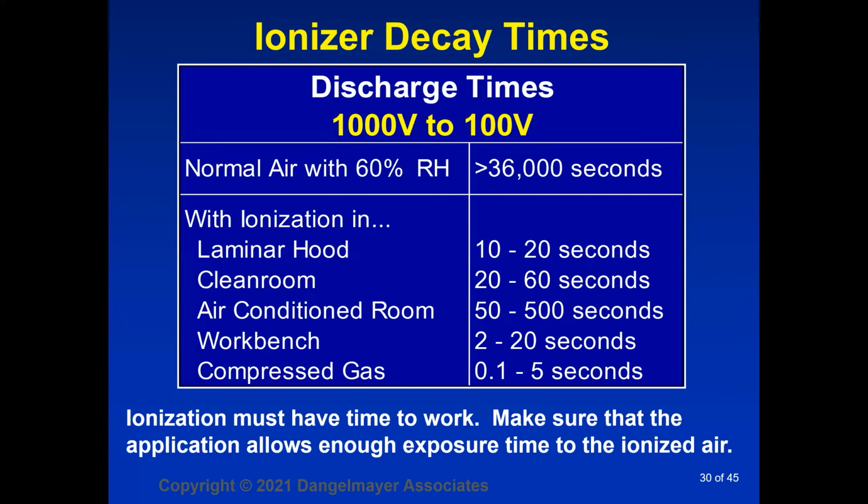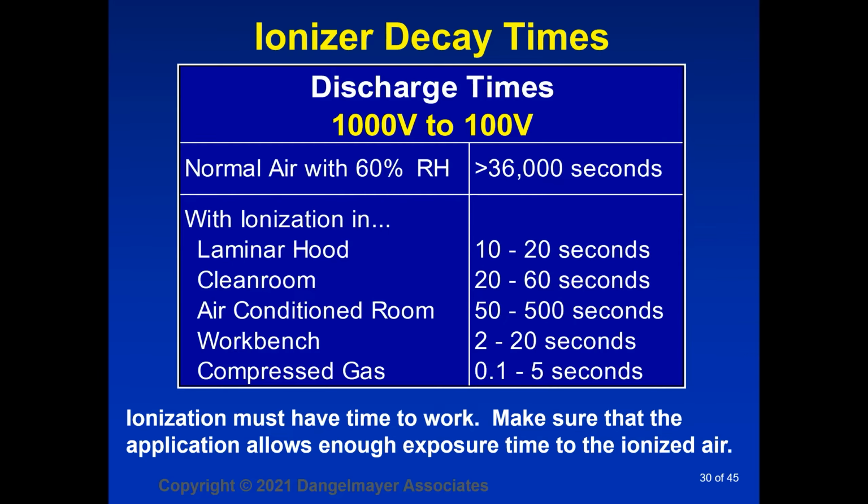Ionization must have time to work. You have to make sure that the application allows enough exposure time to the ionized air. In other words, if the object that you're trying to neutralize is whizzing by on a conveyor, you don't have very long to neutralize the charge on that object, and that's going to affect what type of ionization you use. But what you can see from this table is that no matter what type of ionizer you use, the neutralization time is much faster than if you just had humidity to neutralize the charge on a product.